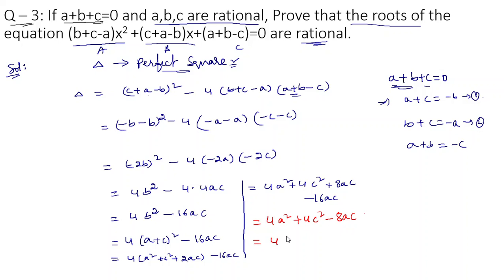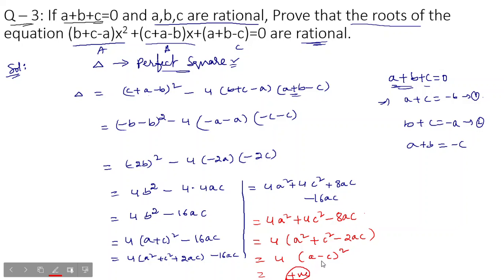Now let us take 4 as common. Now this becomes 4 into a square plus c square minus 2ac. So now this is equal to 4 into a minus c whole square. So now this is a positive number and this is a perfect square. a minus c whole square is a perfect square. So our discriminant is a perfect square.